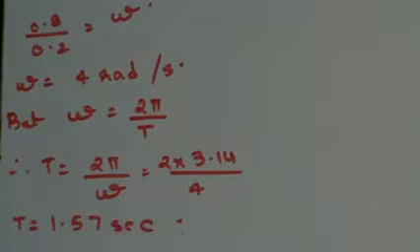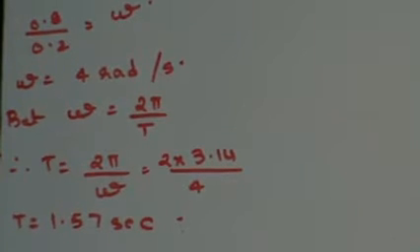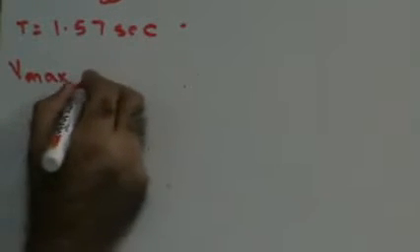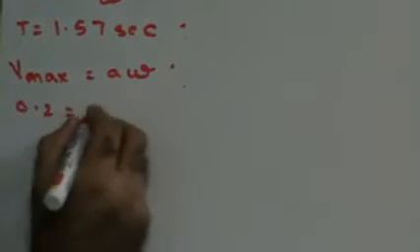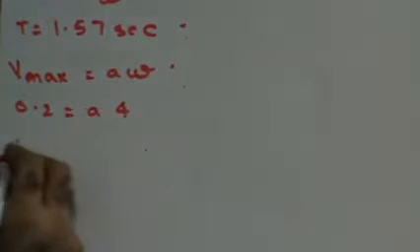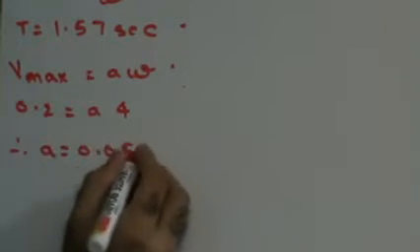Once you get T, they've asked you to calculate the period and the amplitude, right? I can say V max is nothing but A omega. V max I know is 0.2, omega I know is 4. Therefore I can find out the amplitude. Amplitude will be 0.05 meters.